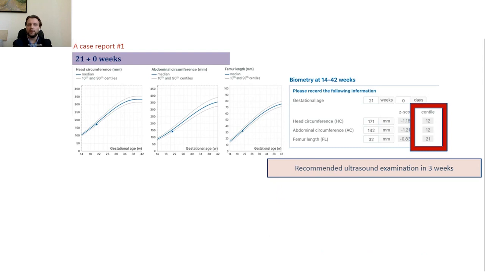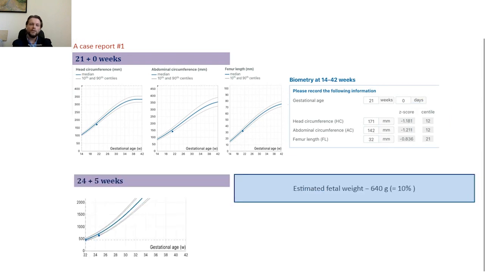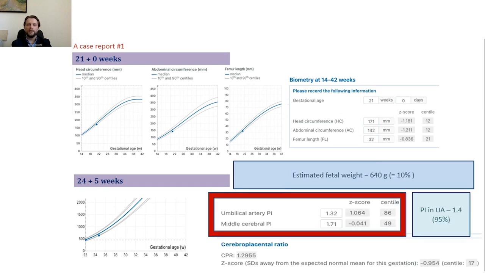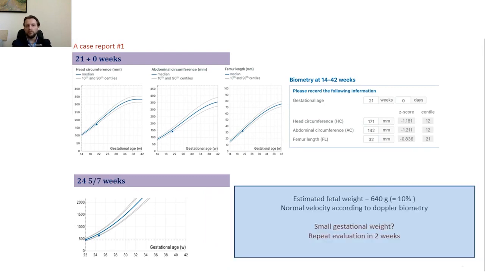During the second screening ultrasound examination, we noticed that the measurements of fetal structure were close to the 10th percentile. We recommended a follow-up ultrasound examination in 3 weeks. At 24 weeks, the estimated fetal weight was on the 10th percentile, and the Doppler assessment revealed that, in general, pulsatility indexes in the umbilical artery and middle cerebral artery were normal, but the uterine artery pulsatility index was more than the 95th percentile. The cerebroplacental ratio was normal. Taking into account normal velocity waves according to the Doppler and estimated fetal weight close to the 10th percentile, it seemed that the diagnosis was small for gestational age, and we decided to repeat the evaluation in 2 weeks.